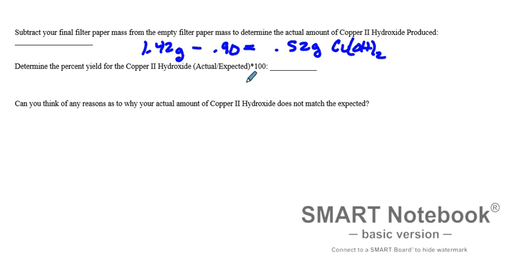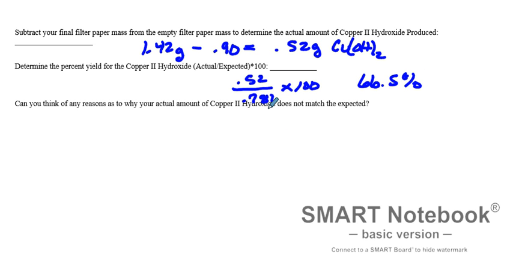Now I'm going to determine the percent yield from that. Well, I've got 0.52. I'm supposed to get 0.781, so I'm going to divide those two, and I'm going to multiply that by 100. Okay. And that's going to be 66.5%.